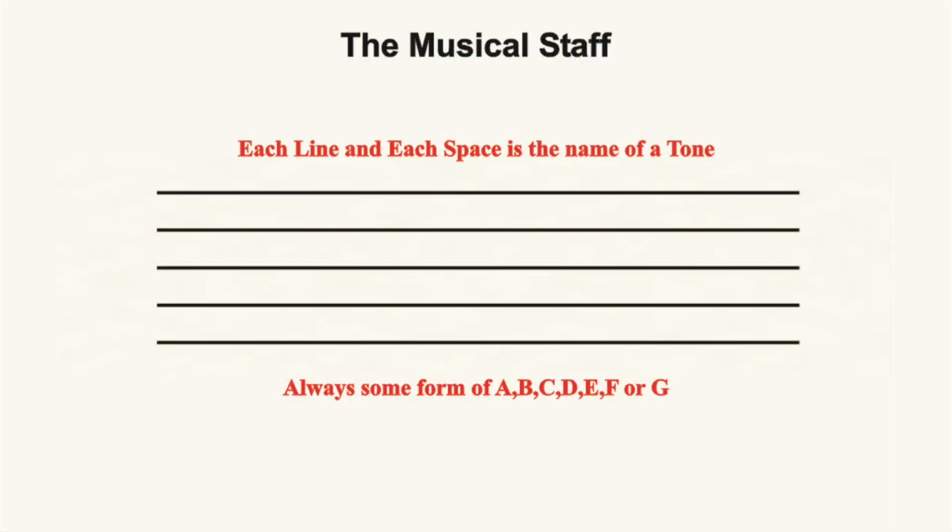Pitch varies by how high or how low it sounds, so it was decided by ancient musicians to portray this vertical movement visually on a graph. Our current graph consists of 5 lines and 4 spaces, each of which is named for one of the tones A, B, C, D, E, F, or G.